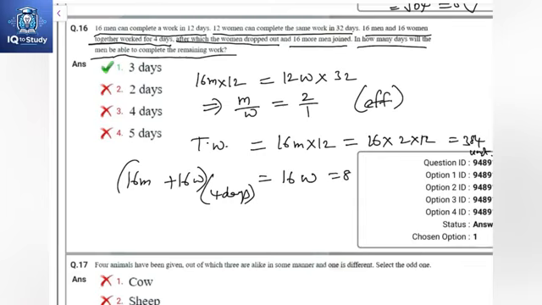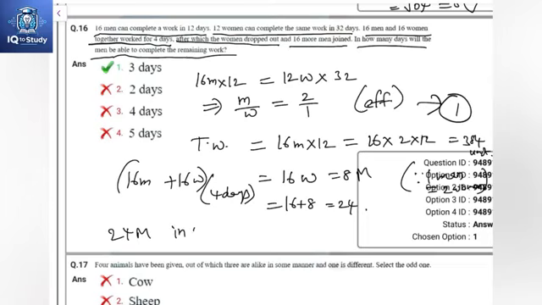16 women is equal to 8 men, because we know that 1 man is equal to 2 women as per equation 1. So total men who worked for 4 days is equal to 16 plus 8, that is equal to 24, and the amount of work done by 24 men in 4 days is equal to 24 into 2 into 4, which is equal to 192 units. If 16 more men joined, then total men is equal to 16 plus 16, which is equal to 32.